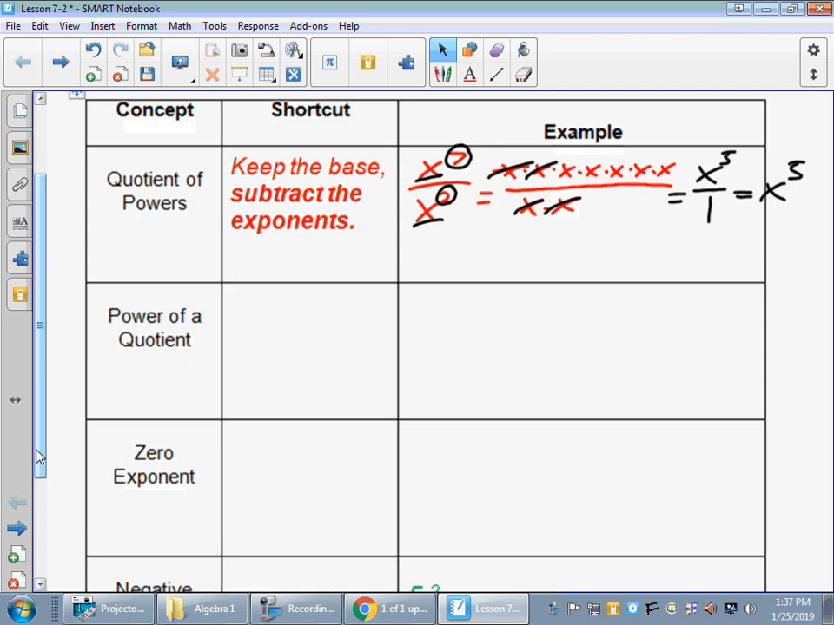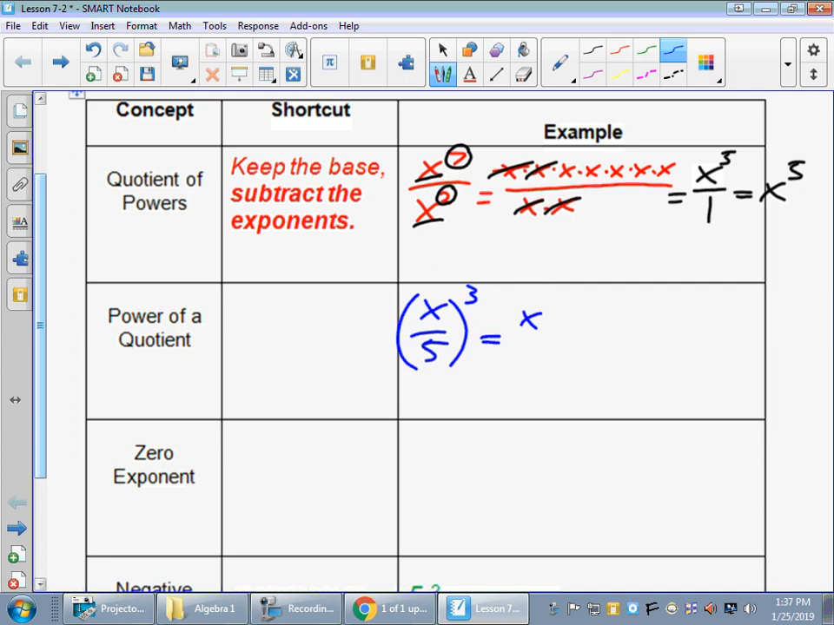Power of a quotient. In this case, we will look at the example. Let's look at x over 5, in parentheses, and then to the 3rd power. If we were to write this one out again, we would have x over 5 times x over 5 times x over 5, which, when we multiply this out, gives 1, 2, 3 x's, so it'd be x cubed. And then 5 times 5 times 5 is 125.